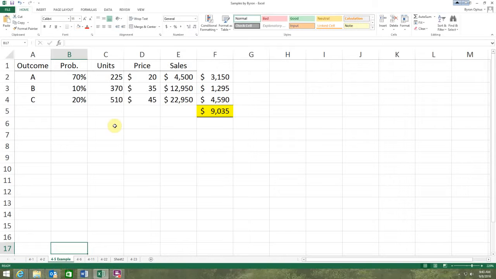and that allows us to then average those. Basically, it's a weighted average is what we would call this, and it allows us to come to a conclusion maybe about what we want to use as a number for projecting overall sales.